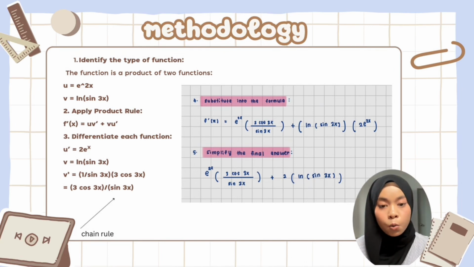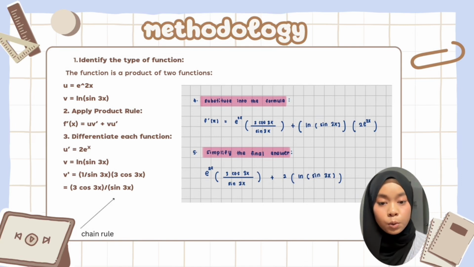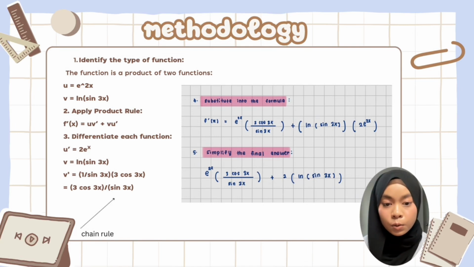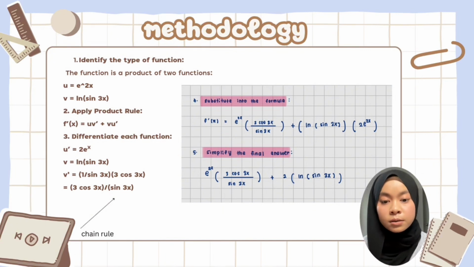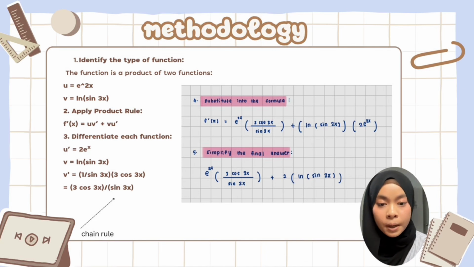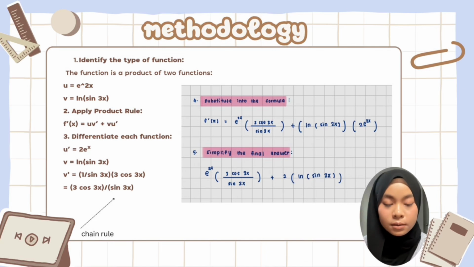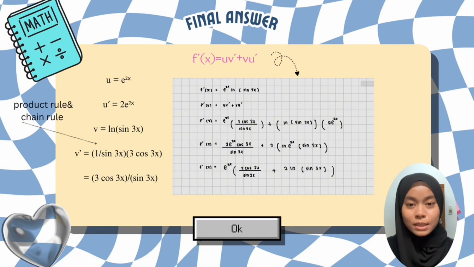Last but not least, when we substitute into the formula f'(x) = uv' + vu', we get f'(x) = e^(2x) (3 cos 3x over sin 3x) + ln sin 3x (2e^(2x)). Lastly, we need to simplify the final answer, which is f'(x) = e^(2x) (3 cos 3x over sin 3x + 2 ln sin 3x). This is the final answer for question number 2.